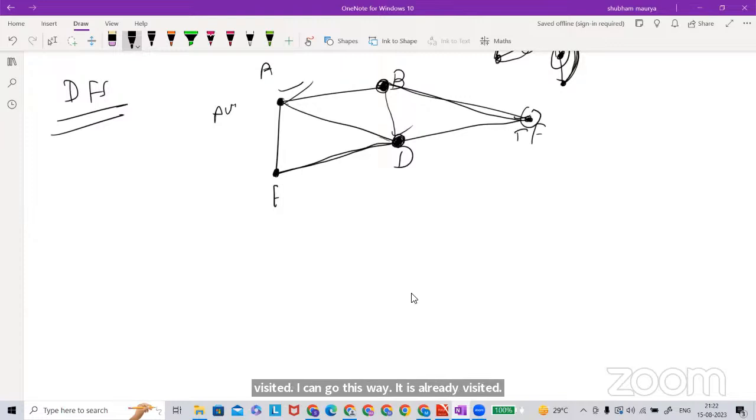Now we start backtracking. We go back to here, then back to here, then back to here, and then back to here. So what is the DFS tree we have? The DFS tree is: we started from A, then reached E, then D, and then B, and then F.